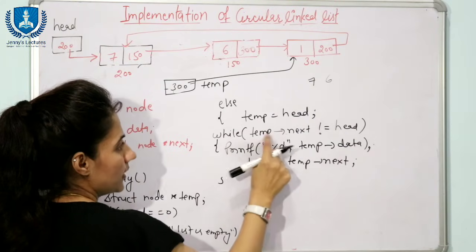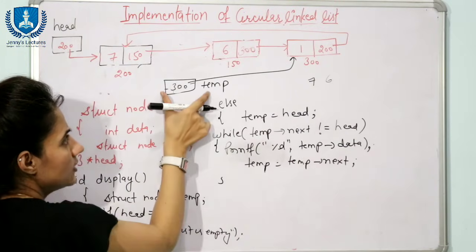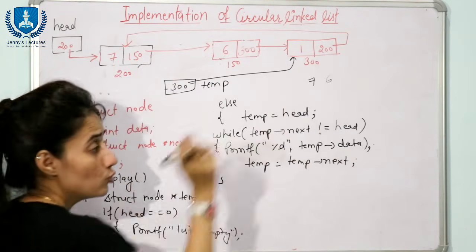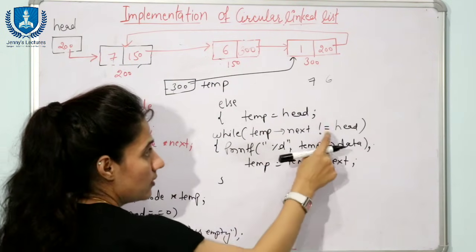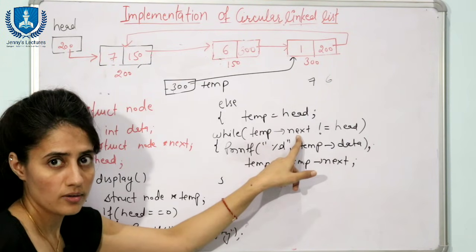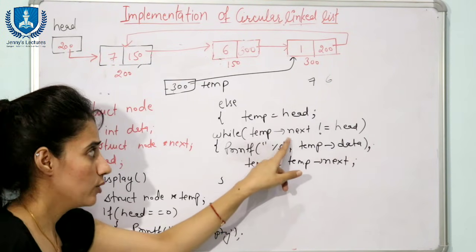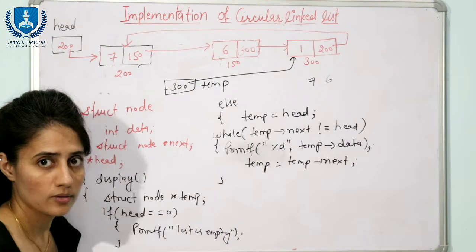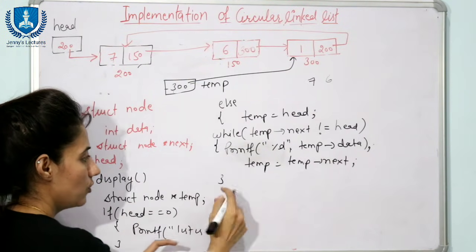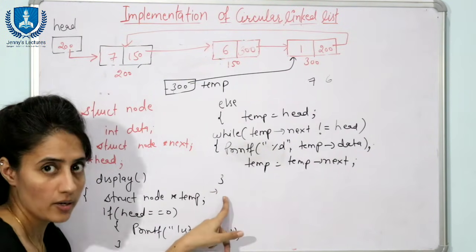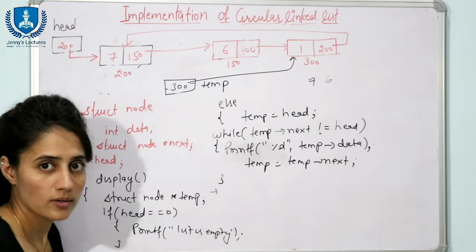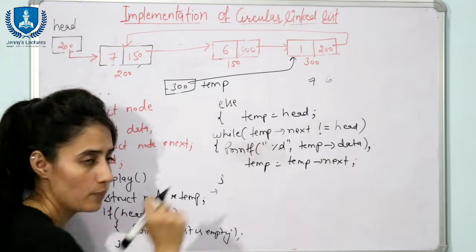Now again the while loop, temp next not equal to head. Now what is temp of next? Temp is pointing to this node and the next part is this one, that is 200. But 200 is not not equal to 200. So this condition is not true now. Fine. So we cannot enter into this loop because in temp next we have 200. So we are going to exit from this loop, right? But now we have printed only 7 and 6, and 1 I want to print, right? And using this I cannot print this.